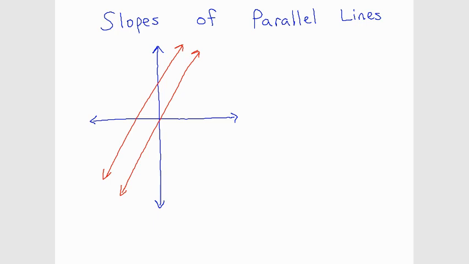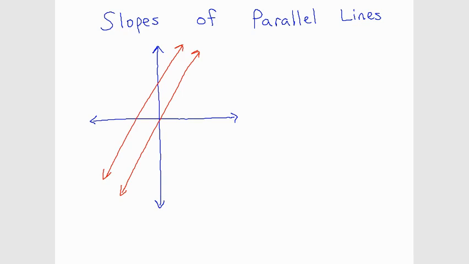So, slopes of parallel lines. Now I've drawn an example here of parallel lines. It's not hard to understand. It's the definition of parallel lines. Parallel lines don't intersect. If we're solving a system of equations and we have parallel lines, we will get no solution. Okay? So what does that say about the slope?